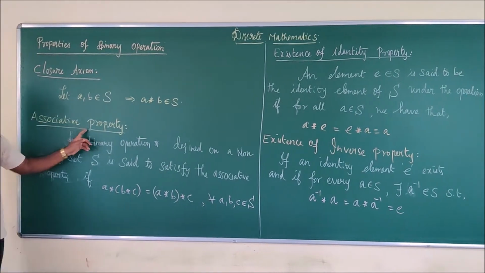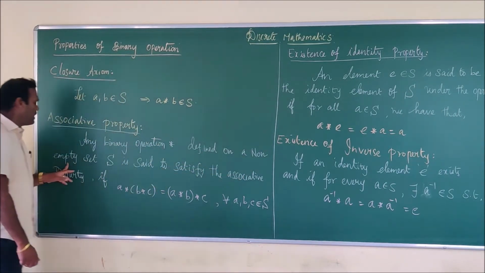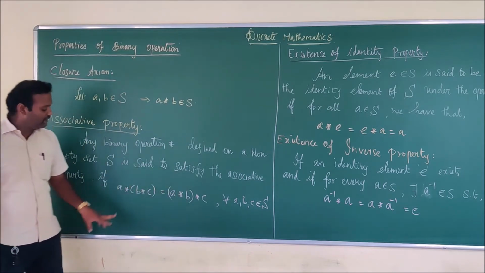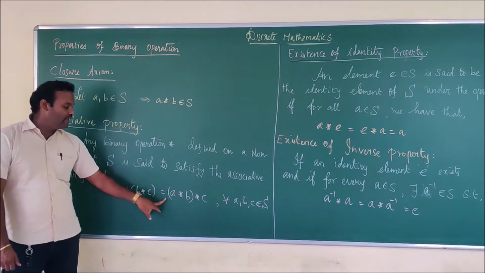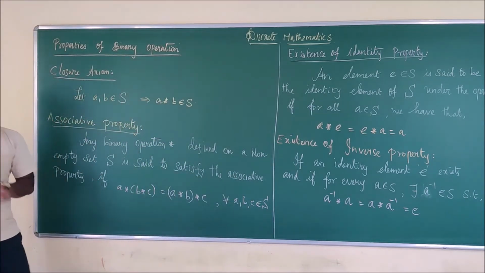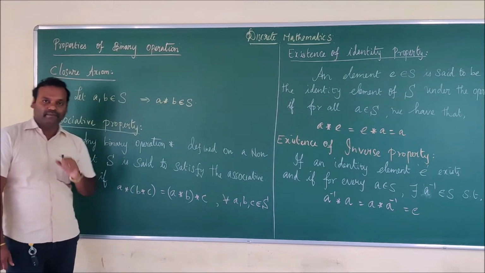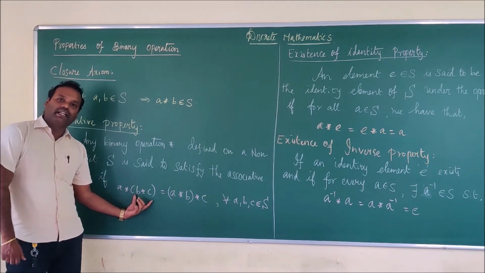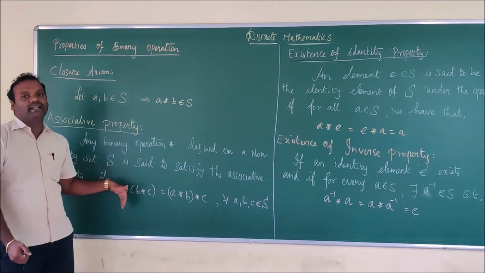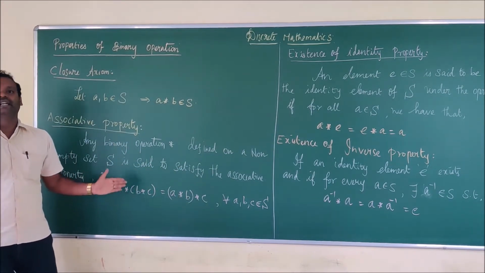Next property, associative property. What is that associative property? Any binary operation star defined on a non-empty set S is said to satisfy the associative property if this result holds. What is that result? (a star b) star c is equal to a star (b star c), for every a, b, c belongs to S. That is, you are going to take three elements from the set and operate. When you observe the result, the bracket is different. On the left hand side, the bracket is for the first two terms, but on the right hand side the bracket is for the last two terms. Whatever bracket you are using, the left hand side answer and the right hand side answer should coincide. If it happens, we can say that it satisfies the associative property.